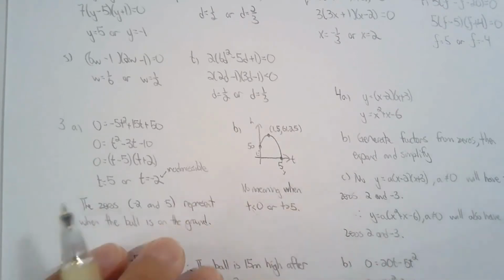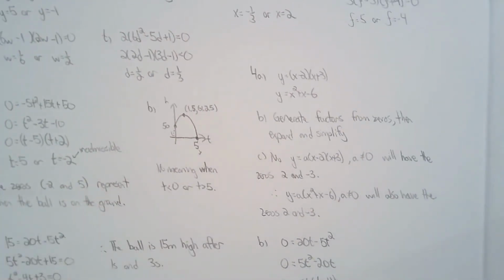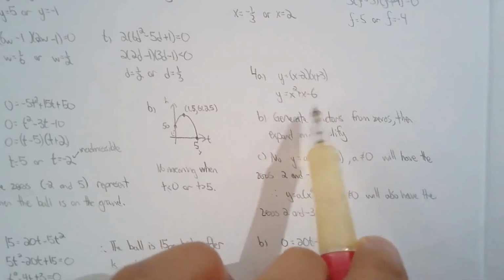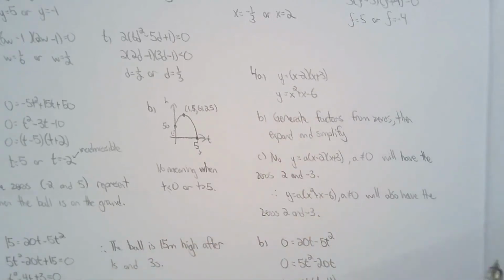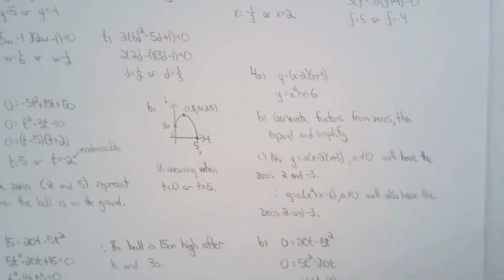All right, for question 4, questions 4 and 3 are very different. So question 4, you're given the zeros and you have to make the quadratic relation in standard form. So I generated the factors and then I expanded because they wanted it in standard form. I got the factors from the zeros and then I expand and simplify. Is this the only answer?